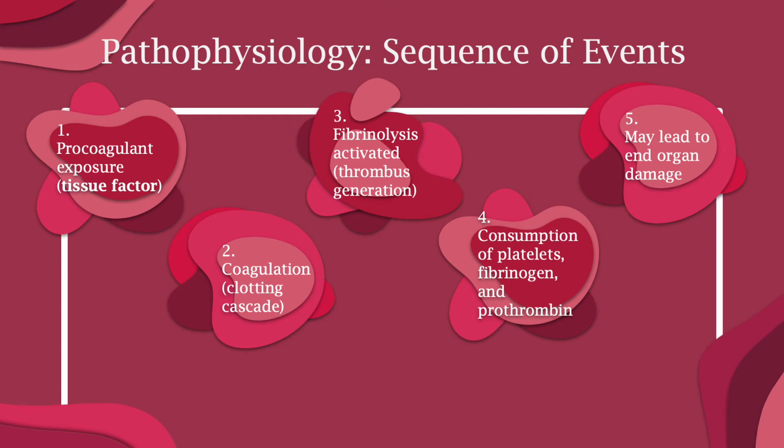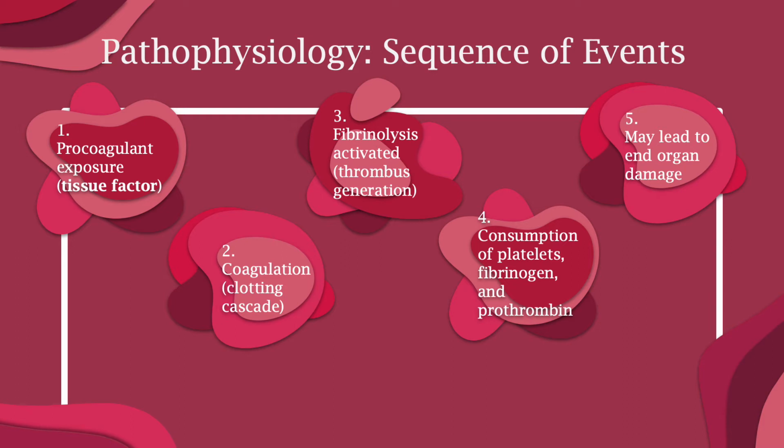This can occur in both microvasculature and/or larger vessels. Excessive formation of thrombi will then lead to the consumption of coagulation factors, which is consumption coagulopathy. Step 3 is fibrinolysis activated, where fibrinolysis is the breaking down of blood clots with the generation of FDPs, or fibrin degradation products. When FDPs are present in large amounts, they interfere with fibrin clot development and platelet aggregation. Step 4 is the consumption of platelets, fibrinogen, and prothrombin.